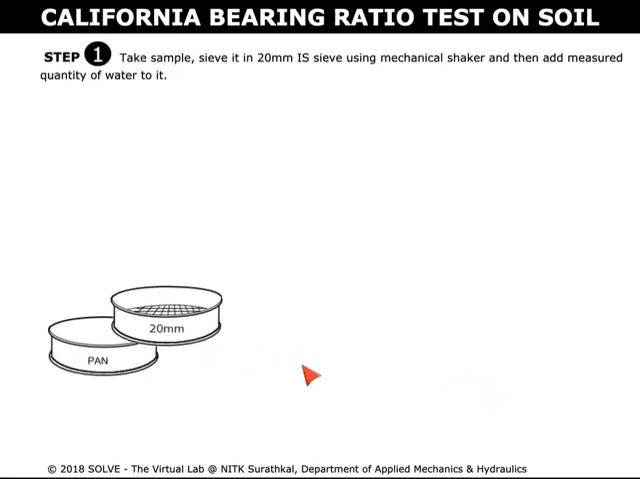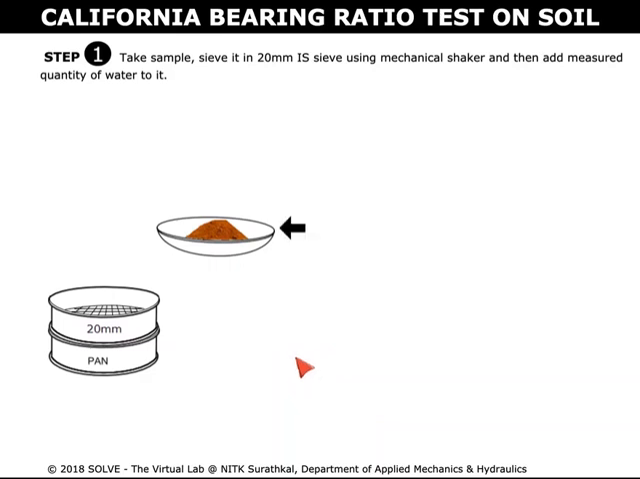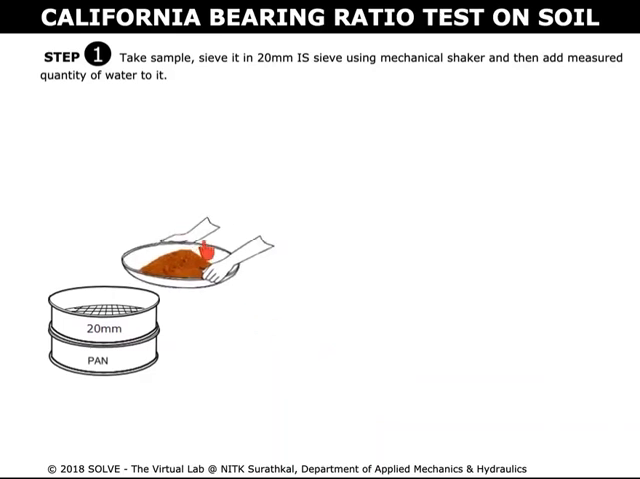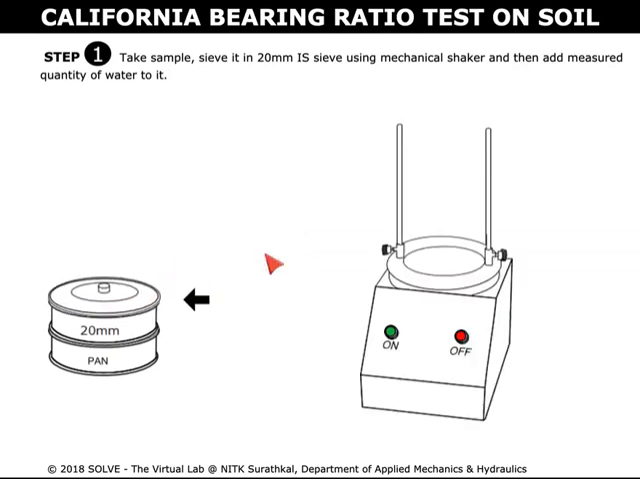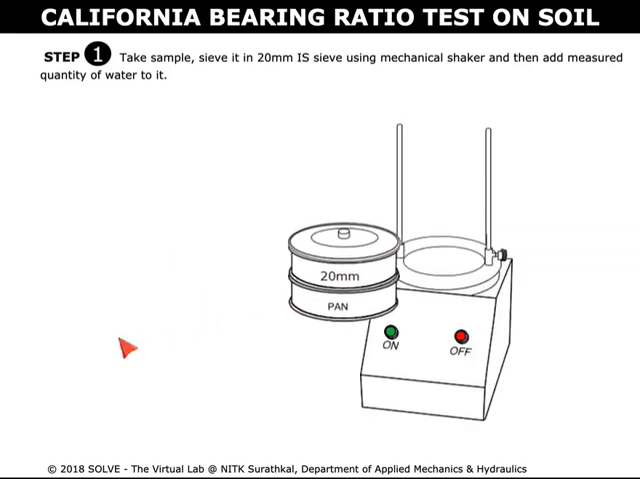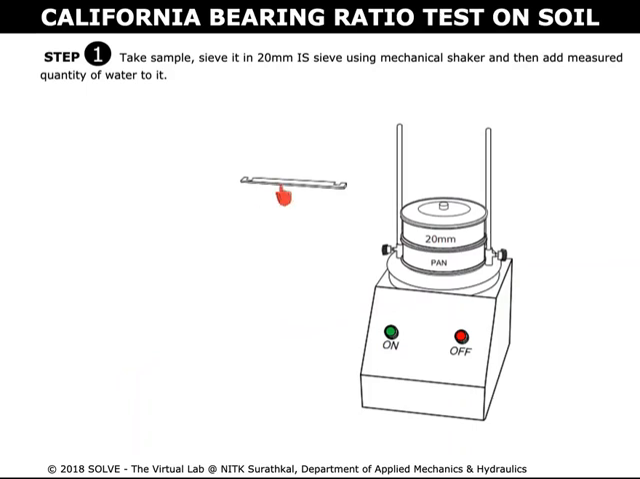Click here to place the sieve above the pan. Click on the sample to transfer it to the sieve. Close the lid. Click here to place the sieve in the mechanical shaker. Lock the shaker in its position. Switch on the shaker and let it sieve.